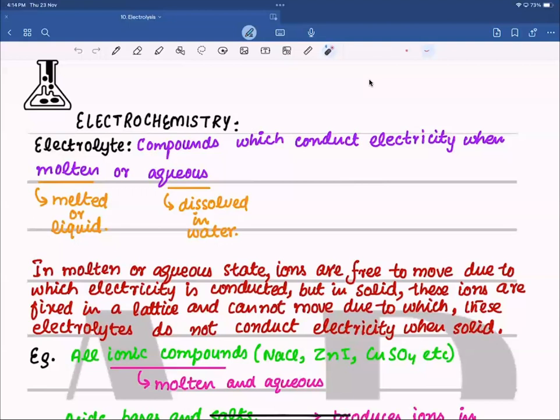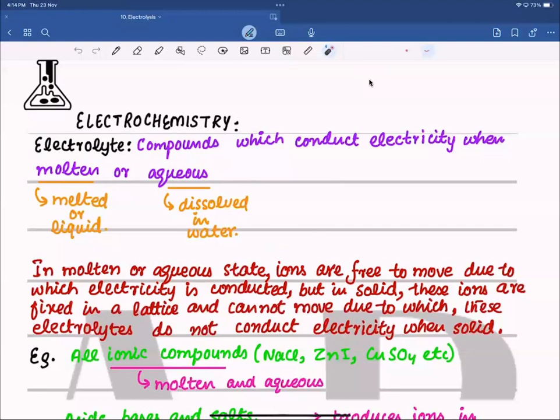In conductors, I'm talking about conductors, the electricity is conducted due to the movement of which particle? There are free moving electrons. When the electrons move freely, that's why they conduct electricity. But when we talk about electrolytes, electrolytes have ions, they do not have free electrons. So when the compound is in its molten state or in its aqueous state, these ions are free to move, and when these ions are free to move, it can conduct electricity. But in its solid lattice structure, the ions are fixed in position and they are not able to move. Hence they do not conduct electricity in their solid state.